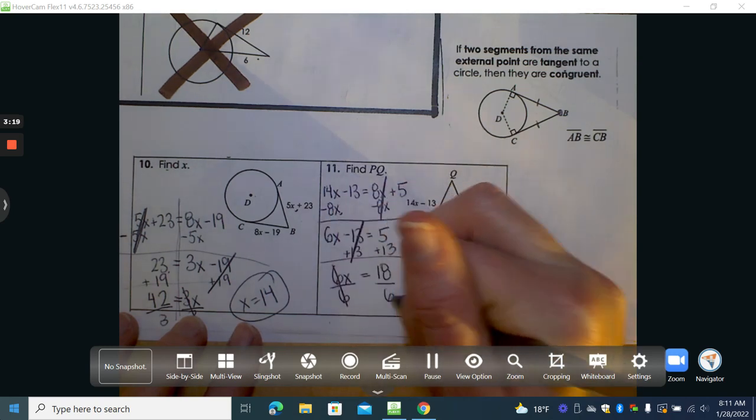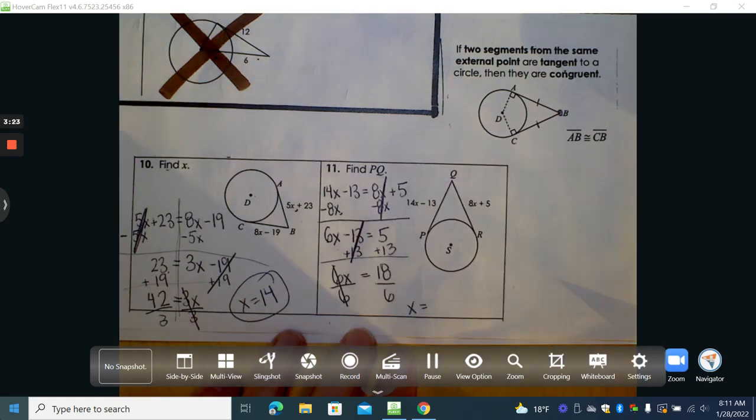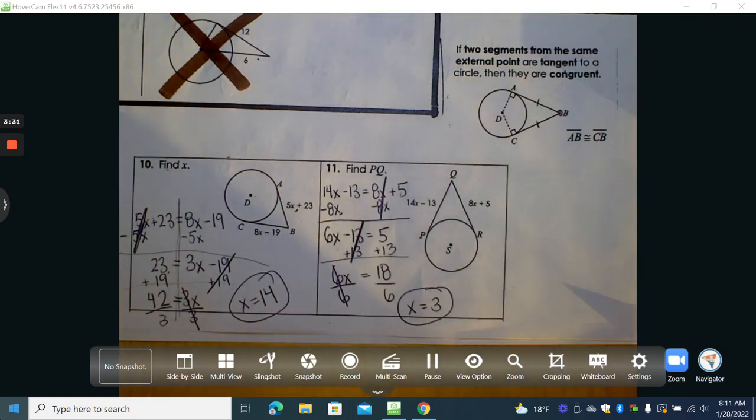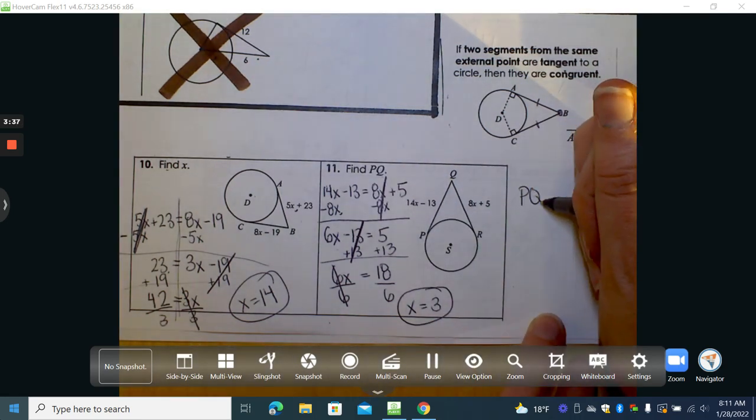And my last step is, of course, to divide by 6. Divide by 6. In general, we're doing adding and dividing or subtracting and dividing, but my last step when there's a number in front is always to divide. And so I get x equals 3. Now, this is not my final answer. I am asked to find PQ.